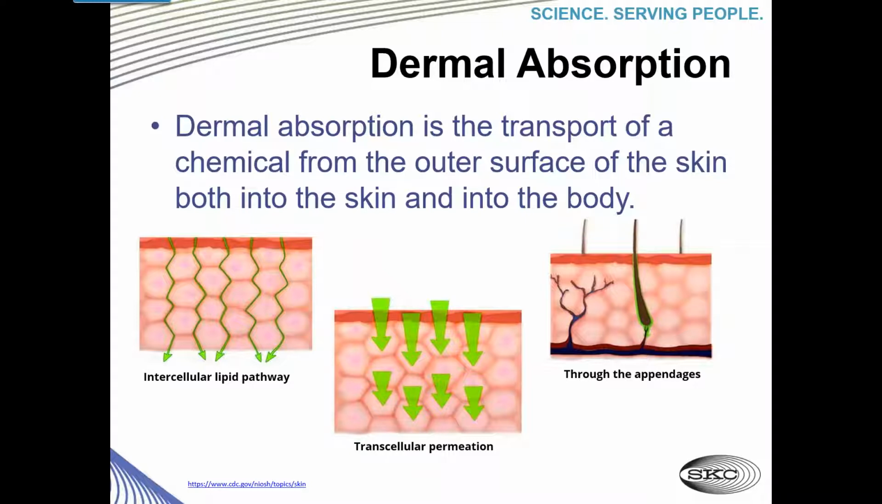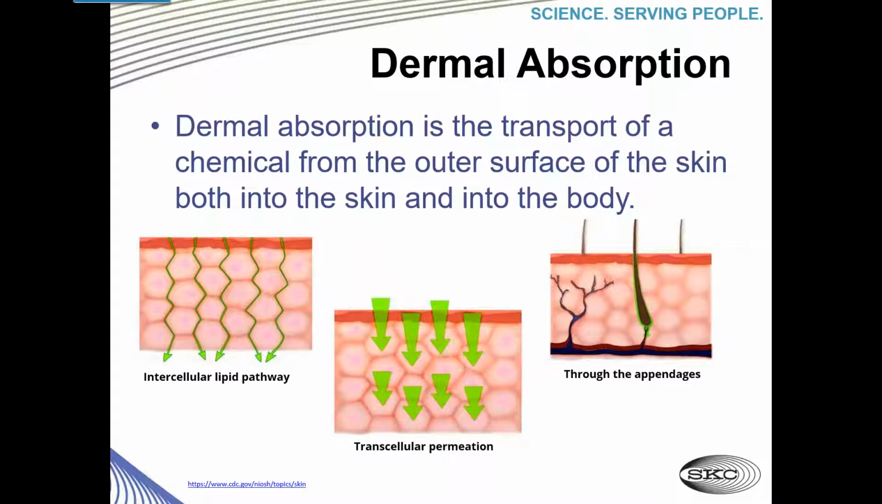There are three ways that chemicals can be absorbed through the skin, and I'm going to go quickly through these three, as you can see on the slide. We have the intercellular lipid pathway, where the chemicals can penetrate through these lipophilic intercellular spaces through diffusion. We have also transcellular permeation, where the chemical is directly diffused into the skin. And then last but not least, we have the appendages pathway, which is the diffusion of chemicals into and through the skin, through the hair follicles, glands, things like that.